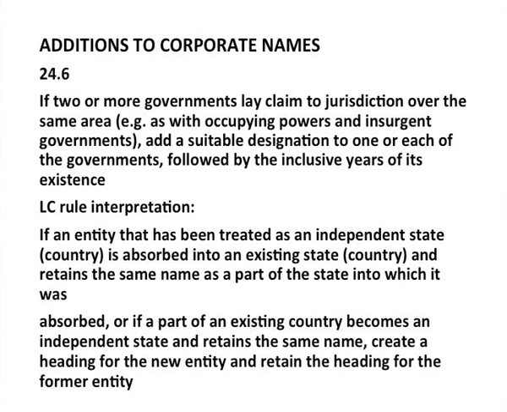Or if a part of an existing country becomes an independent state and retains the same name, create a heading for the new entity and retain the heading for the former entity. This means that sometimes the names change from period to period for any corporate body, like countries get divided or countries get united into one entity. So, you have to retain both the records with the earlier and the later name and connect them with cross references in your name authority record.